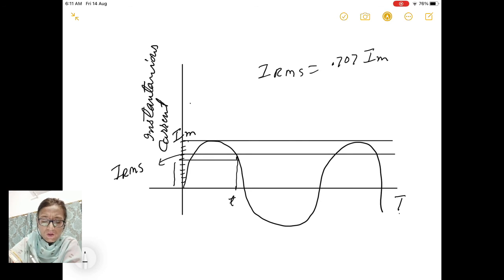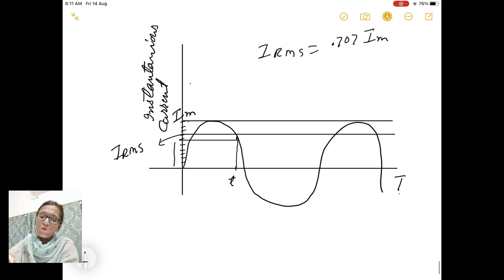Your IRMS current is the root mean of the square of current. This is a mean current, so it will have a uniform value. Mean will have a constant value. You have two constant values, current amplitude and IRMS. But IRMS is smaller than current amplitude. You measure this quantity by an ammeter, but current exceeds from this quantity to this value.